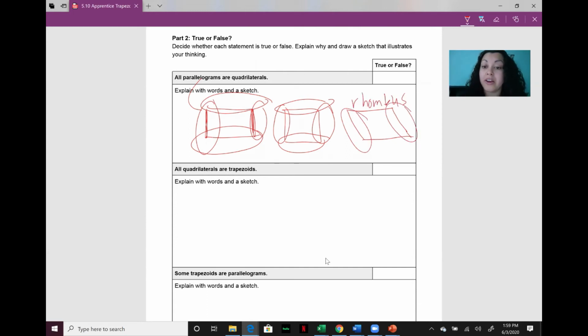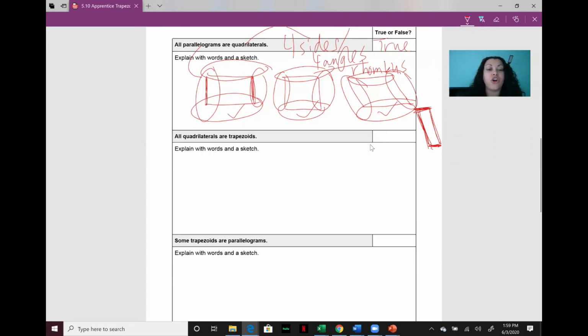So again, 2 pairs of parallel sides. Or it could just be a parallelogram, which isn't a rectangle, a square, or a rhombus. So it could just be a regular parallelogram. We can see here that all of these meet the qualification that they have 4 sides. And that is exactly what a quadrilateral is. It's a shape with 4 sides and 4 angles. So yes, this is in fact correct. All parallelograms are quadrilaterals. So this is true.